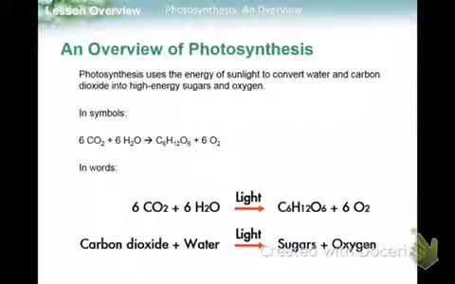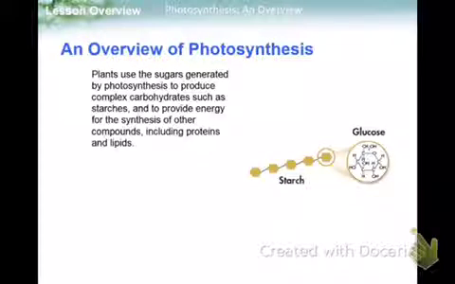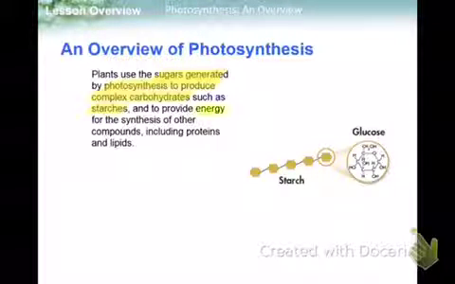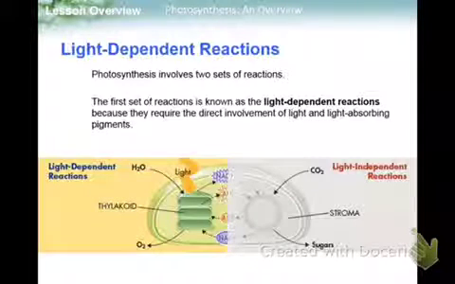photosynthesis uses the energy of sunlight. It's a catalyst to convert water and carbon dioxide into sugars and oxygen. Make sure you're familiar with that reaction, that overall reaction in the chemical formulas there. And then plants use the sugars generated by photosynthesis to produce complex carbohydrates such as starches for cell walls and to provide energy for the synthesis of other compounds, including proteins and lipids. And it's used to produce the magical mystery energy molecule we just learned was ATP.